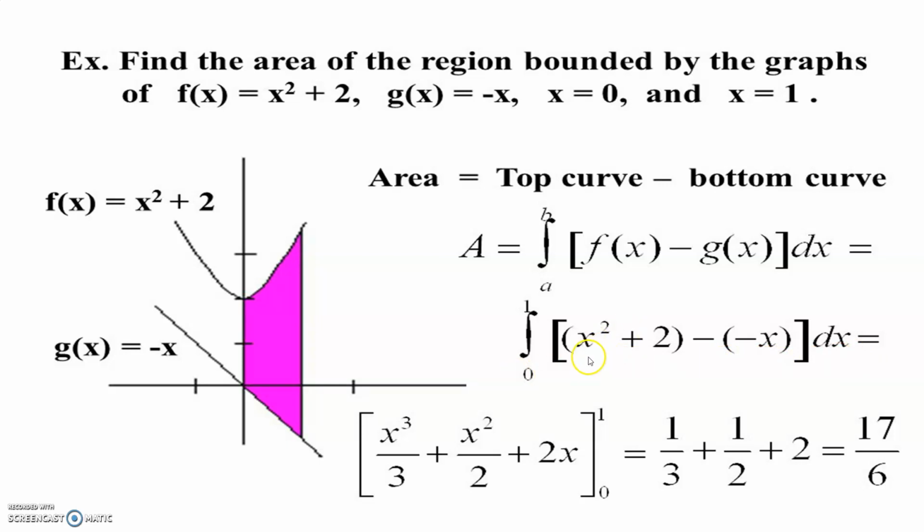We derive and express: x square integration is x cube upon 3, 2 integration is 2x and x integration is x square upon 2. We have to equate x cube upon 3 plus x square upon 2 plus 2x, upper limit 1, lower limit 0. If lower limit is 0, the answer will be 0, but upper limit is 1. So 1 cube upon 3, that is 1 upon 3. 1 square upon 2, that is 1 upon 2. 2 into 1, so 2. 1 upon 3 plus 1 upon 2 plus 2.